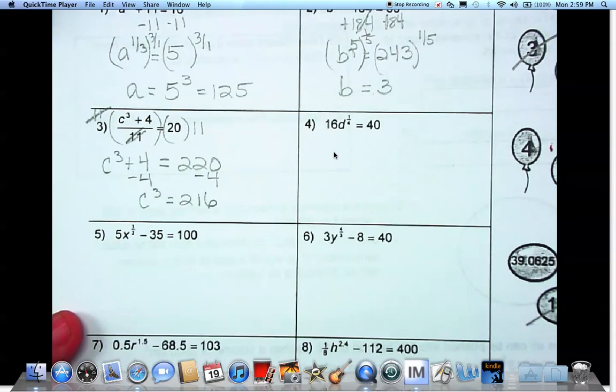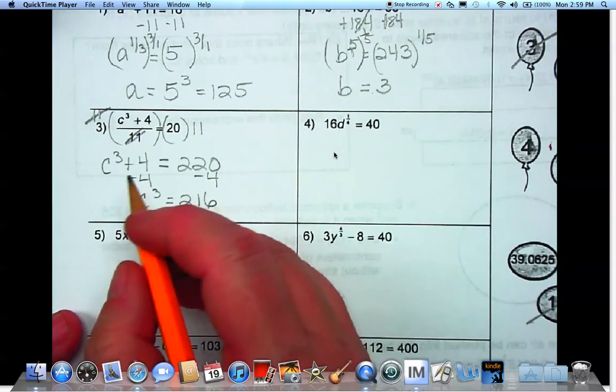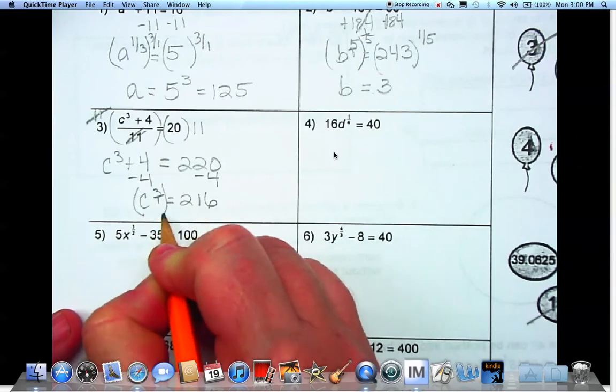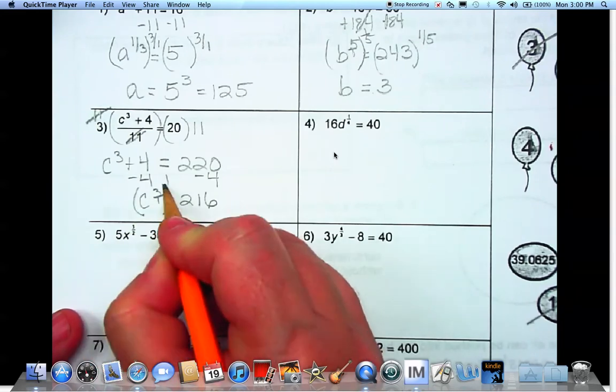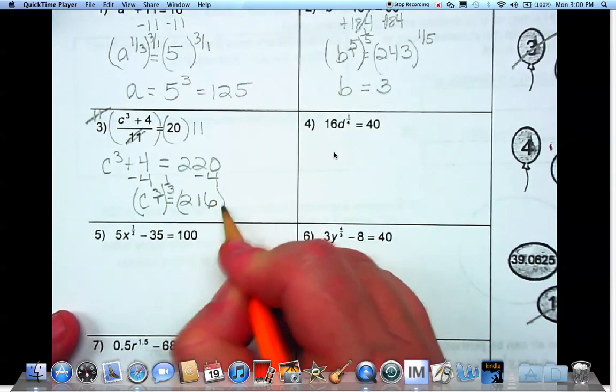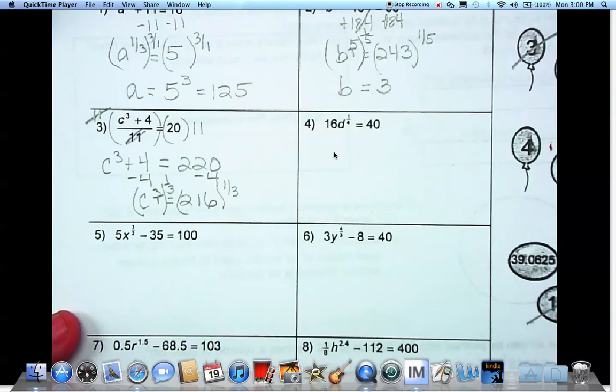Okay. From there, Carter, what would you do? You would put a 1 over 3 on the side. Raise it to a 1/3 power. And then you have to do that on the other side. Okay.